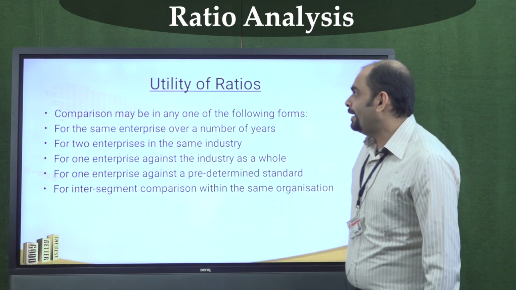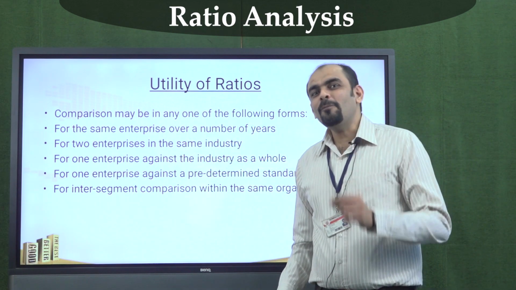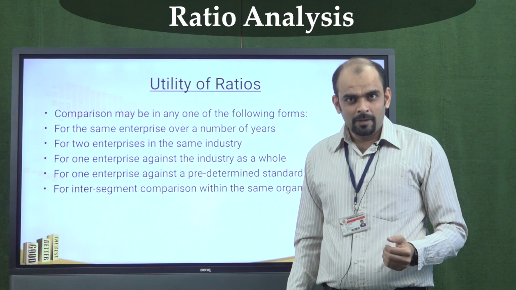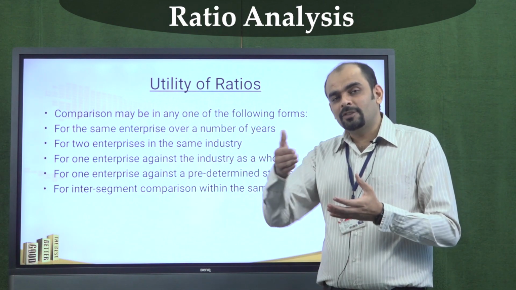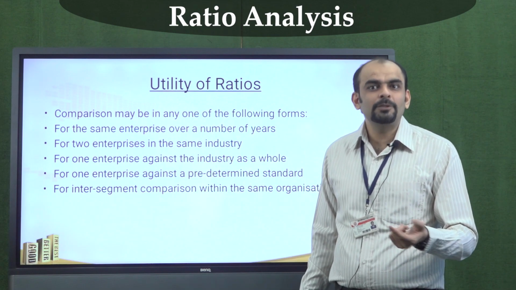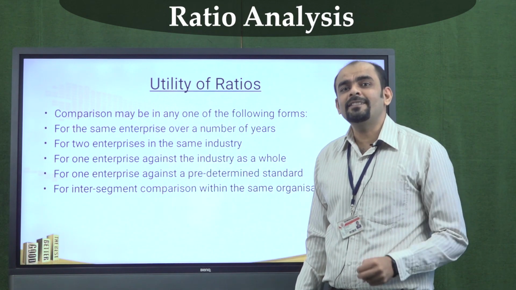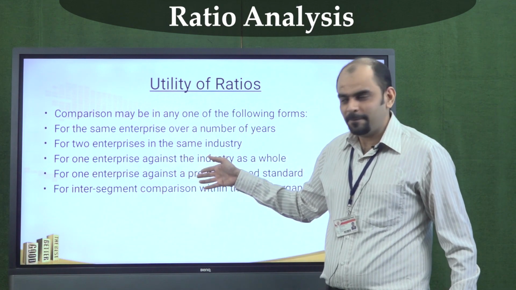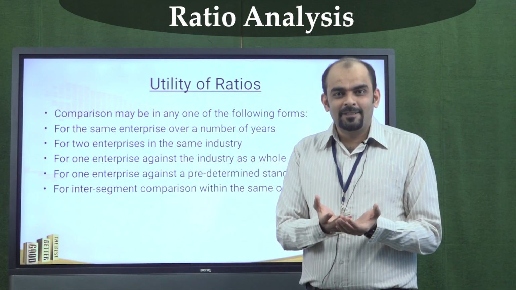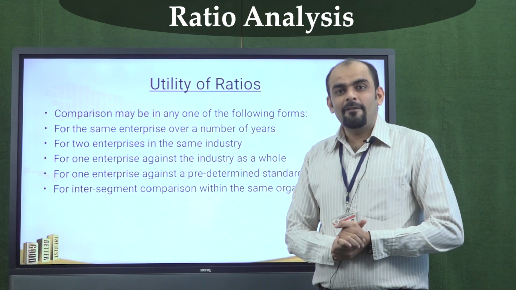So utility, comparison may be in any one of the following forms. Now how can you compare? For the same enterprise over a number of years, your current year's performance is assessed in comparison with the previous year's performance. For example, when you are in school, your every year's percentage result was compared with your previous year's result, whether you have improved or deteriorated your percentage. That way comparison is possible with the help of ratio analysis. Similarly, for two enterprises in the same industry, when your result and your friend's result are compared, it is the utility of ratio, right? For one enterprise against the industry as a whole, your result is compared with the overall result. If you are a student of VNSG, you always tend to compare the result you got with the overall average result of the university.